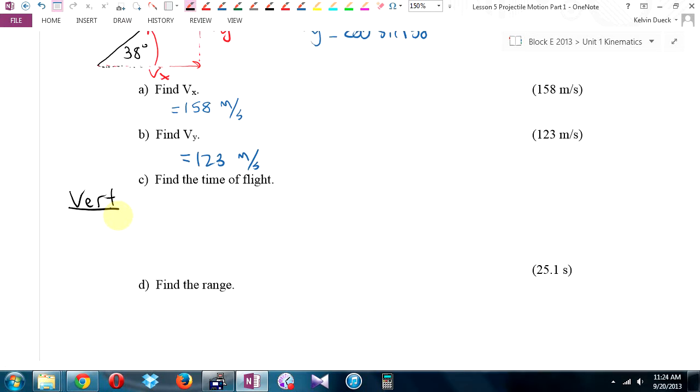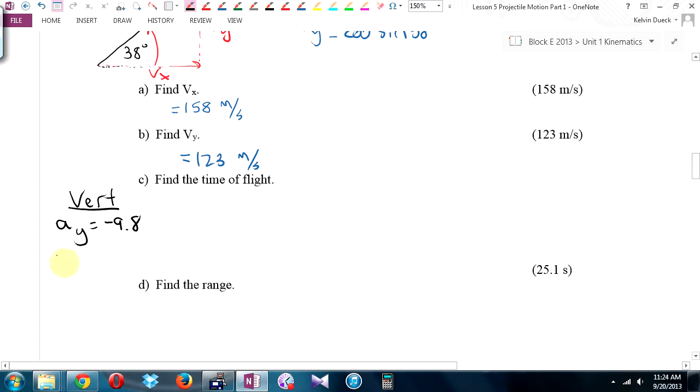And as soon as I write vertical, the first thing I always write is AY, that's not a 9, that's an A. AY equals negative 9.8. The vertical acceleration, as long as we're here on the Earth, negative 9.8.